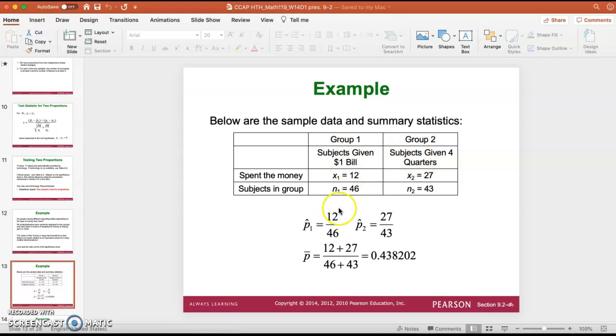So then we get both of those proportions from each of those. Number of successes with the dollar bill, 12, divided by that total sample size, 46. And then number of successes for the quarters, 27, divided by that total, 43. Those are two sample proportions. And now to get p bar, that pooled sample proportion, we're doing the 12 plus 27, so both of the number of successes, divided by the sum of both the sample sizes.